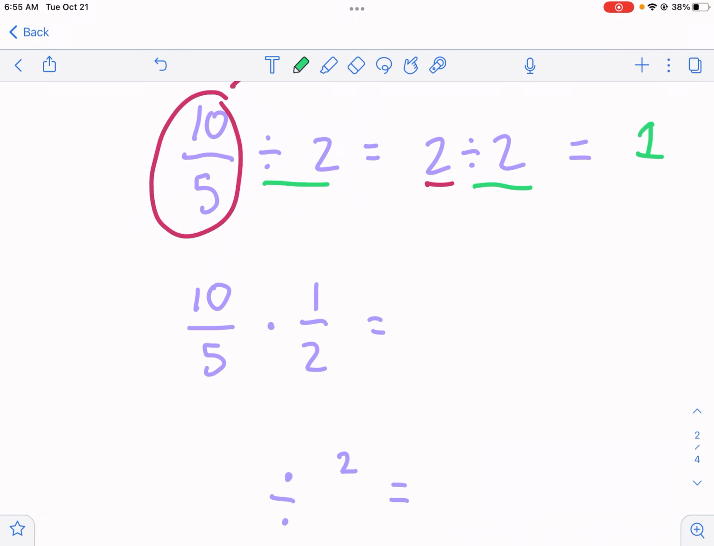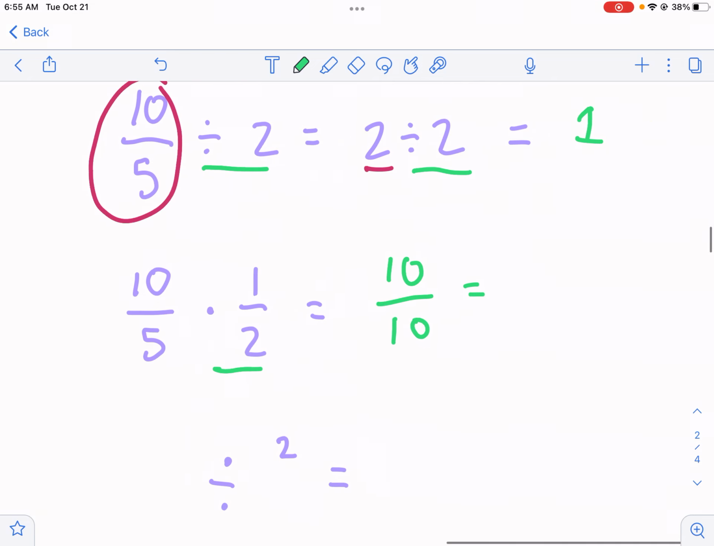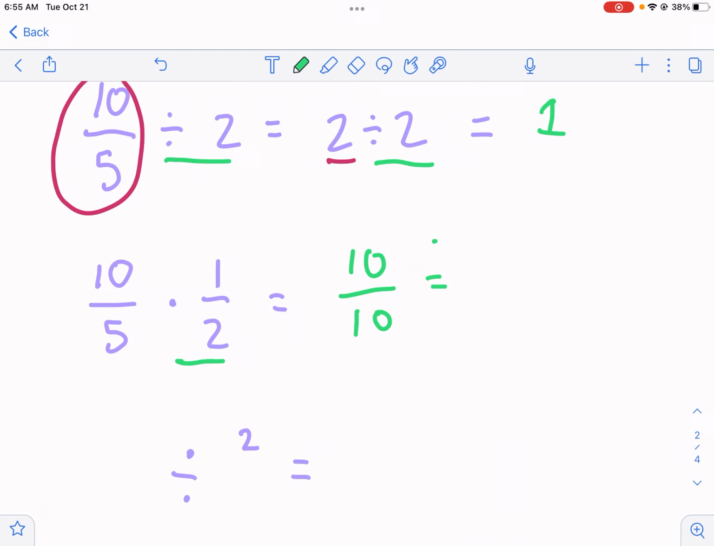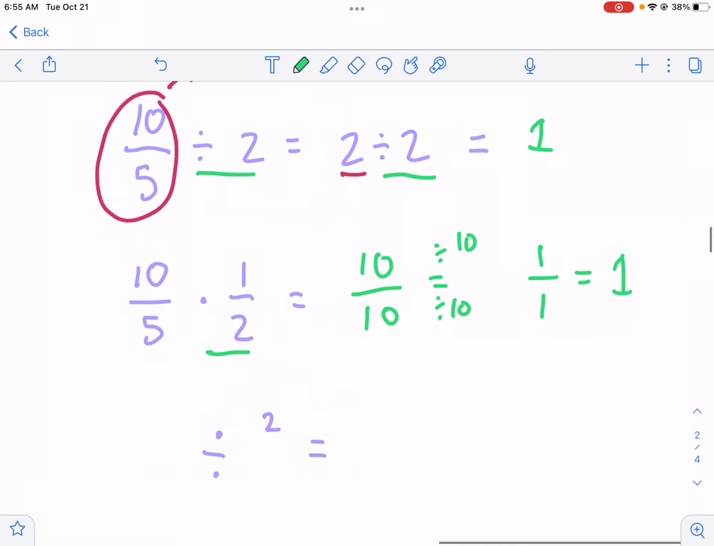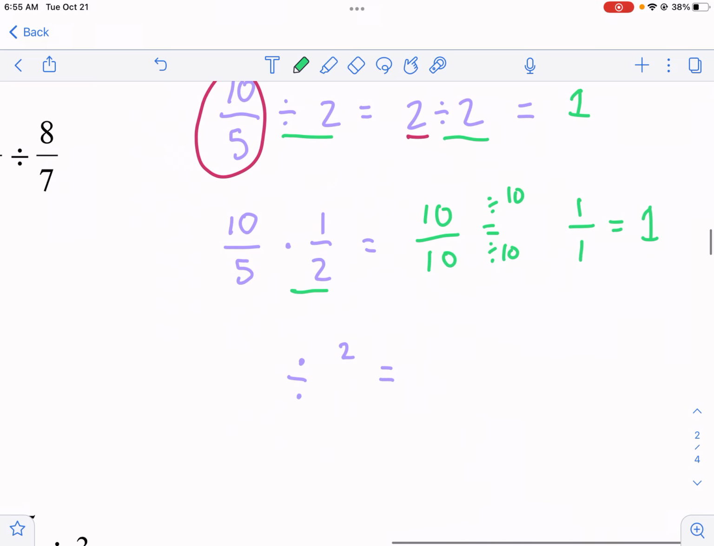What happens if, instead of dividing by 2, we multiply by 1/2? What do we get? Well, we do 10 times 1 is 10, and then 5 times 2 is 10. What does that equal? 10 over 10. Can we reduce that? Yeah, we can divide by the greatest common factor, which is 10, and we get 1 over 1, which is equal to 1. So we get the same thing, and that's not a coincidence.